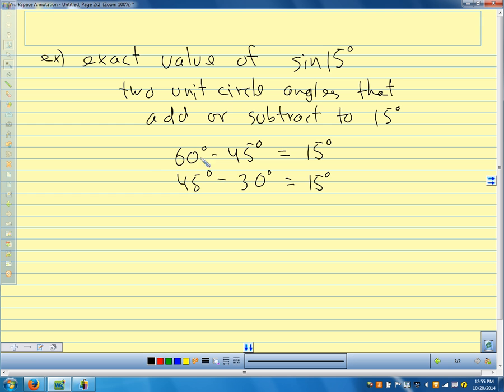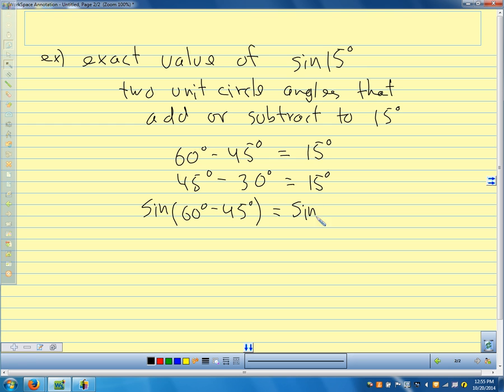So we're finding the sine of 60 degrees minus 45 degrees. That's 15 degrees. And we just talked about a formula for the sine of u minus v. So we plug this into our formula.